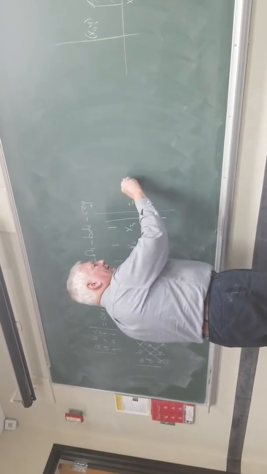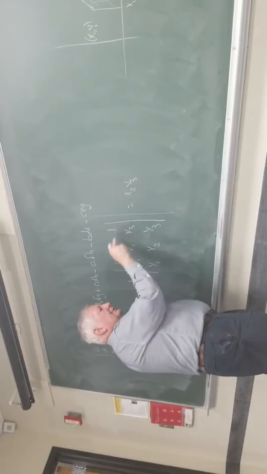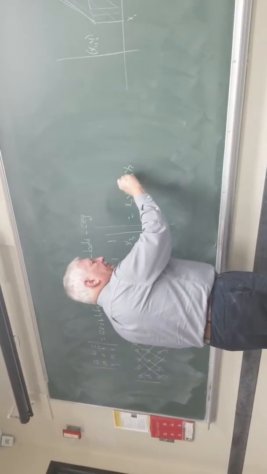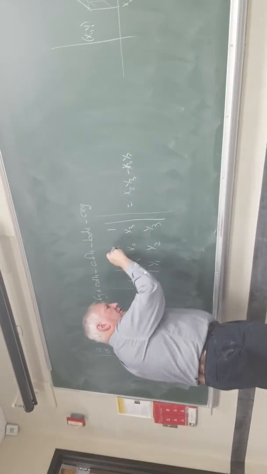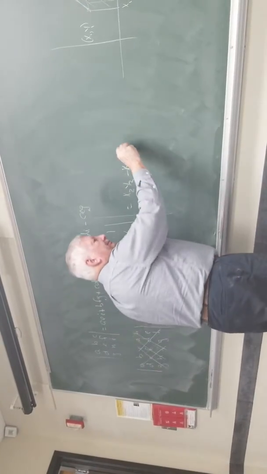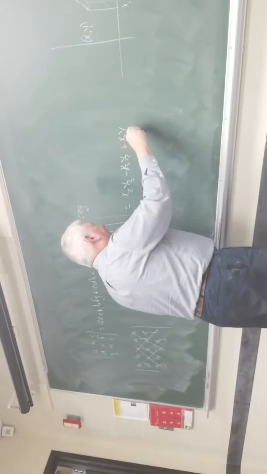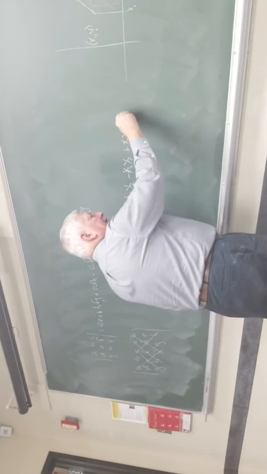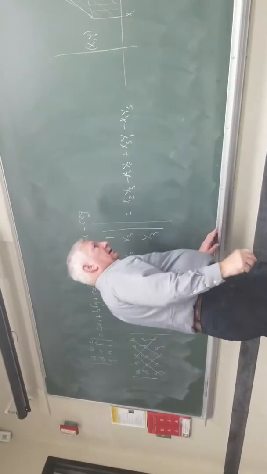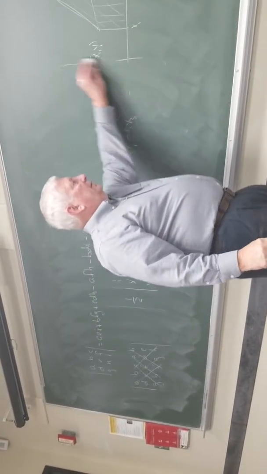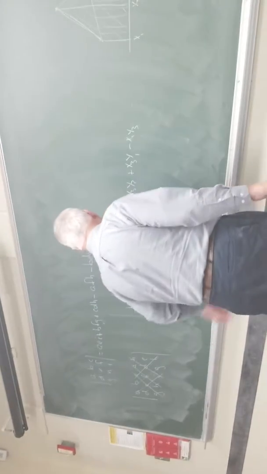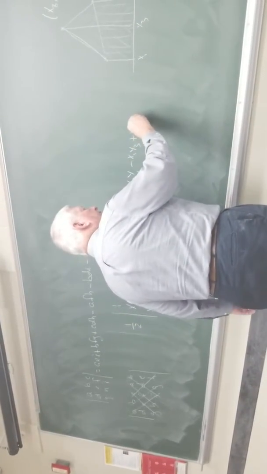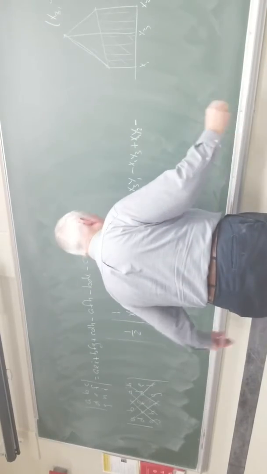x2, y3, and using the same one in the other direction, minus x3, y2. And this one gives me x3, y1, and in the other direction it gives me minus x1, y3, and the last one gives me x1, y2 minus x2, y1.